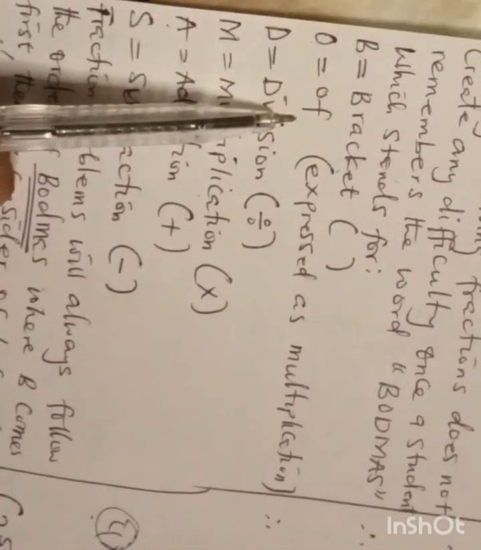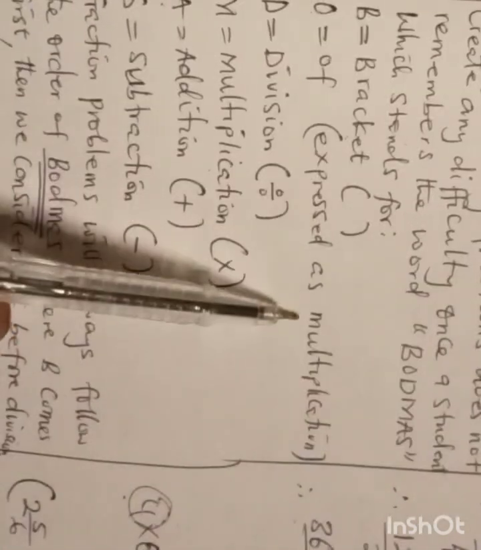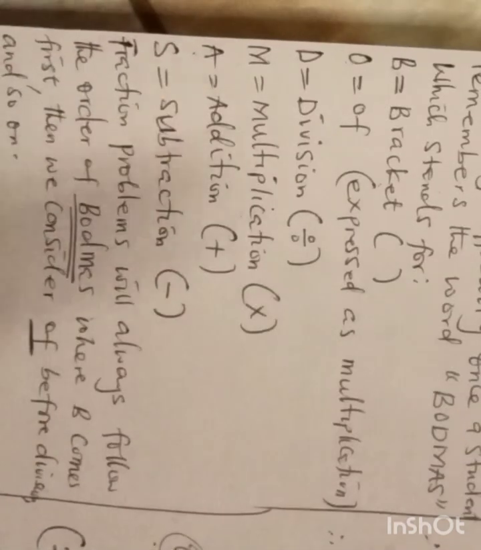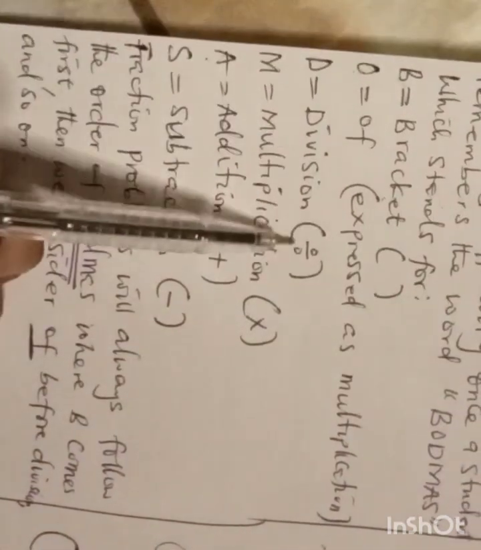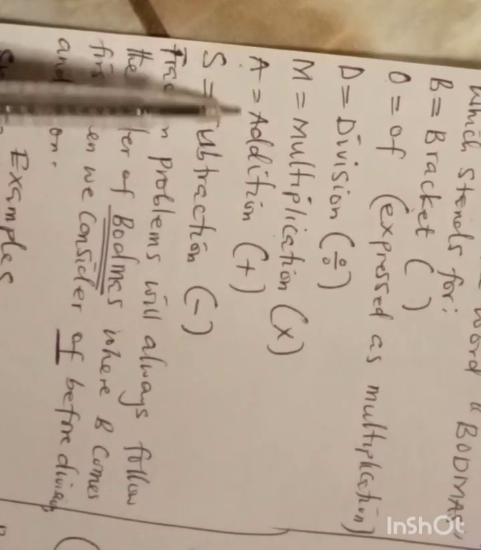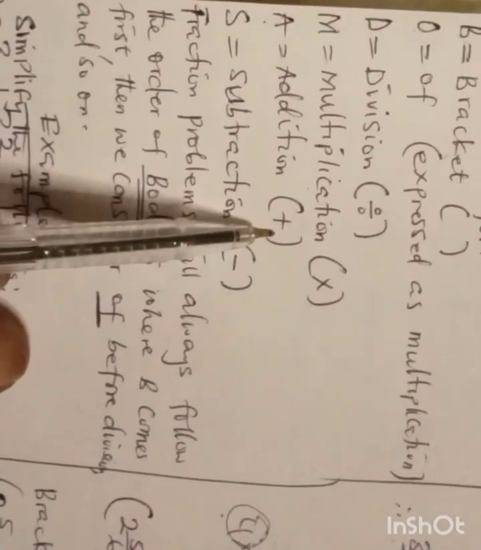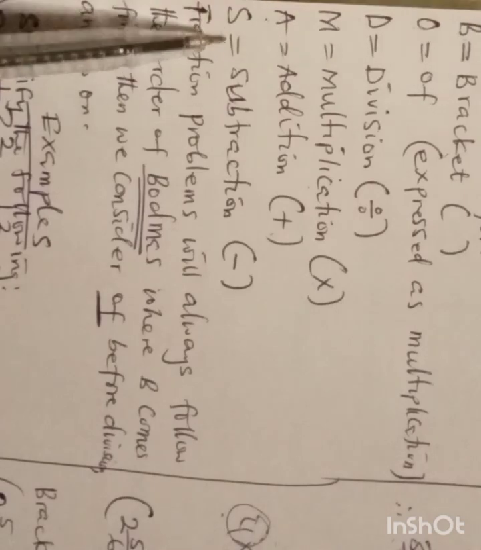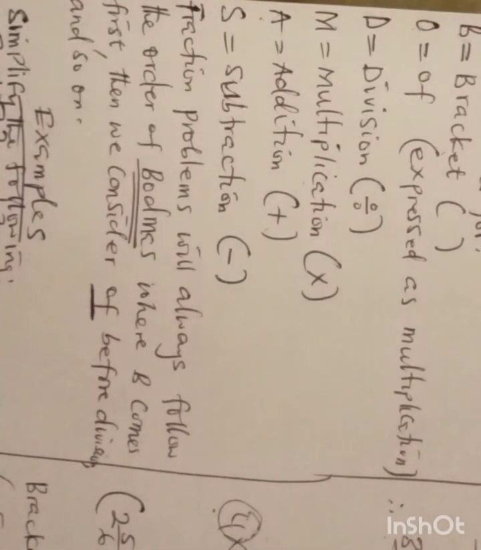What is BODMAS? B stands for bracket. O stands for of, which is sometimes expressed as multiplication. D stands for division, and M stands for multiplication, which we sometimes call times. A stands for addition, which we sometimes call plus, and S stands for subtraction, which is also called minus.